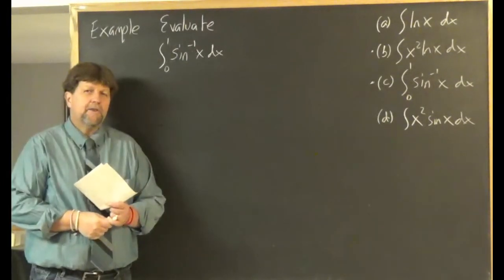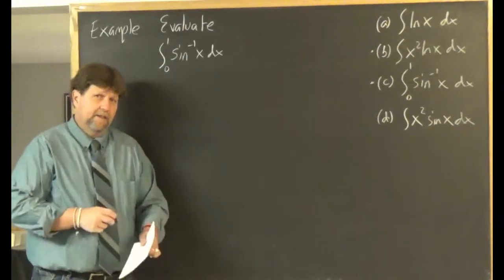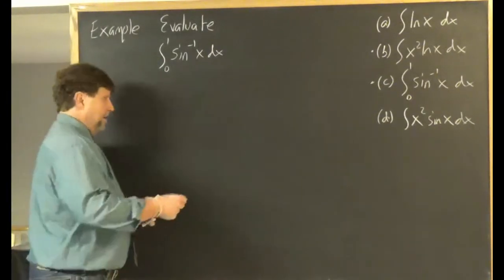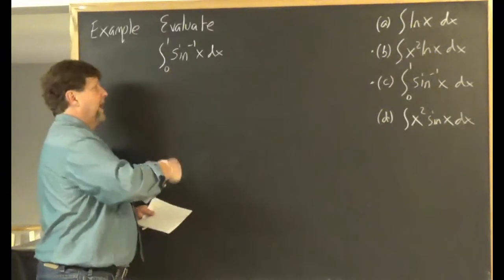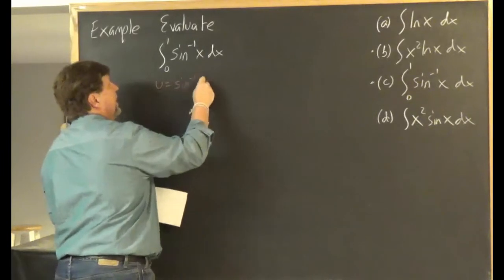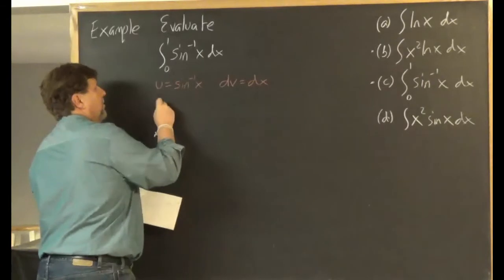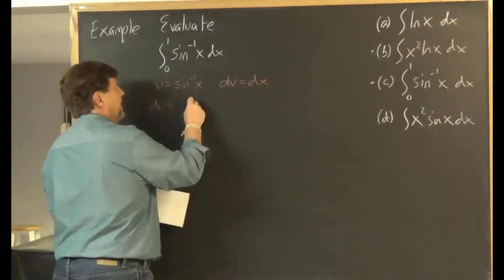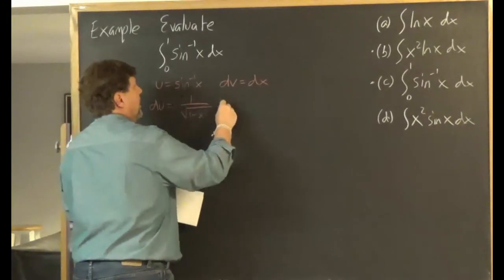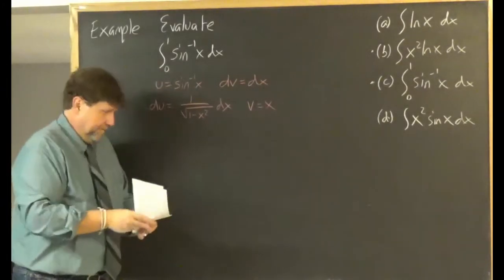All right, part C, you were asked to attack the definite integral from 0 to 1 of inverse sine x dx. Another classic integration by parts. I really only have one way to start this, and it's by letting u equal inverse sine x, then dv is dx. We know the derivative of inverse sine is 1 over the square root of 1 minus x squared dx, and the antiderivative gives v equal to x.